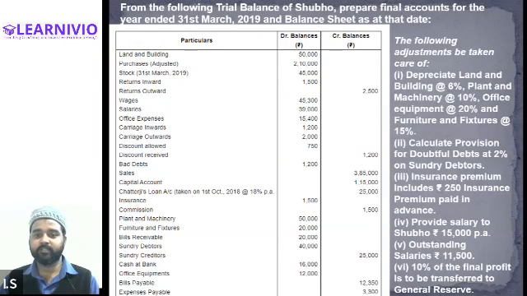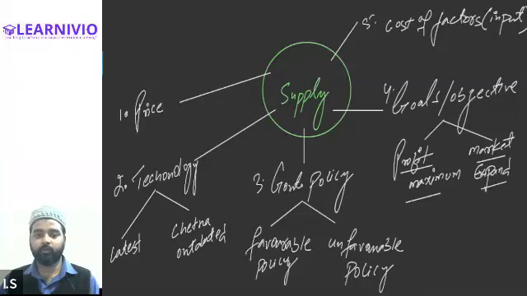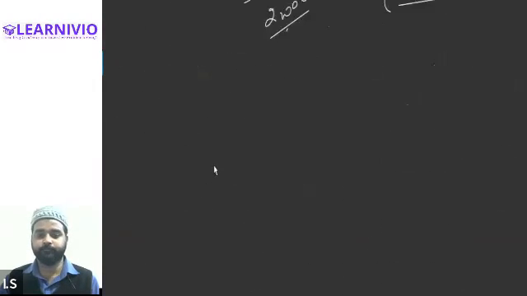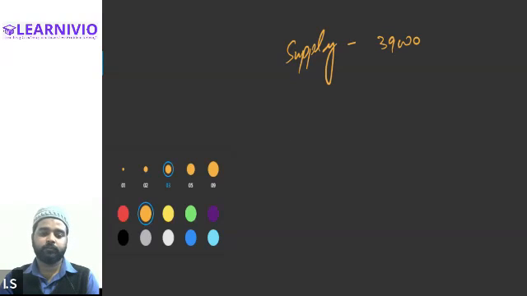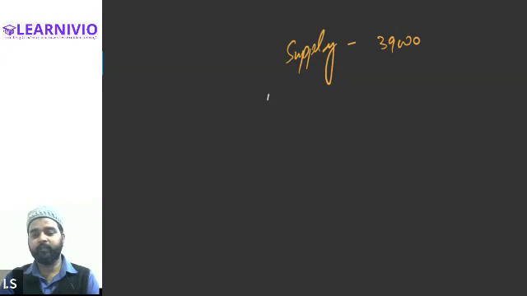All of you getting this? Yes, sir. Okay, so let me show you how it will be done. See, let me explain. Salary is already given in the question, 39,000. So what we will be doing, we will add Shubho's salary.